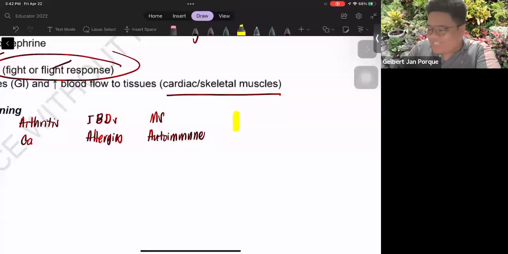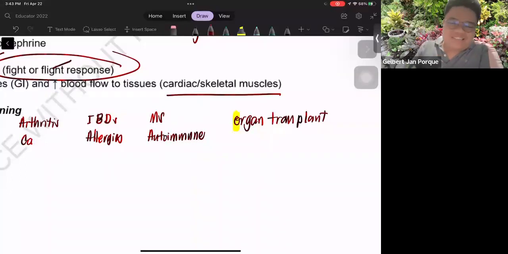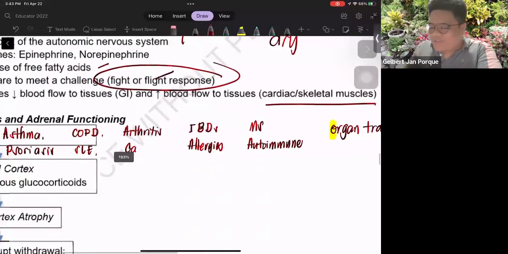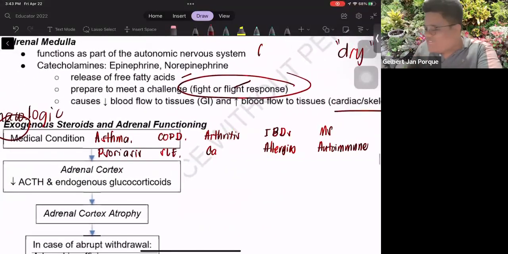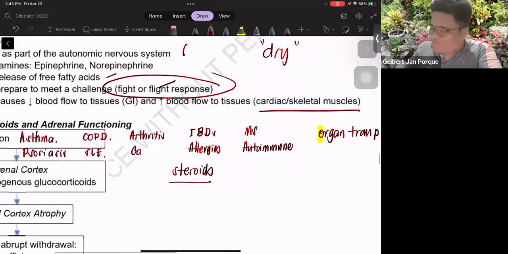Okay, class, organ transplant. So students, if your patient would undergo organ transplant, you would need to have steroids for life, just to prevent what do you call that? The rejection. To prevent the rejection. So class, any of these medications, any of these conditions, would warrant the need for your steroids. Name an oral steroid first before we go on.